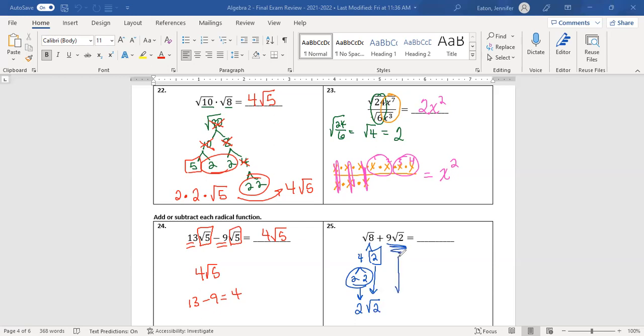And then we're going to bring down this 9 root 2, so plus 9 root 2. And now please note that we have a root 2 and a root 2. So we can just add these numbers in front. 2 plus 9 is 11. And then we keep that same root, root 2. So root 8 plus 9 root 2 is 11 root 2. You can go ahead and pause the video right now if you need to. I'm going to go ahead and clear out the information.